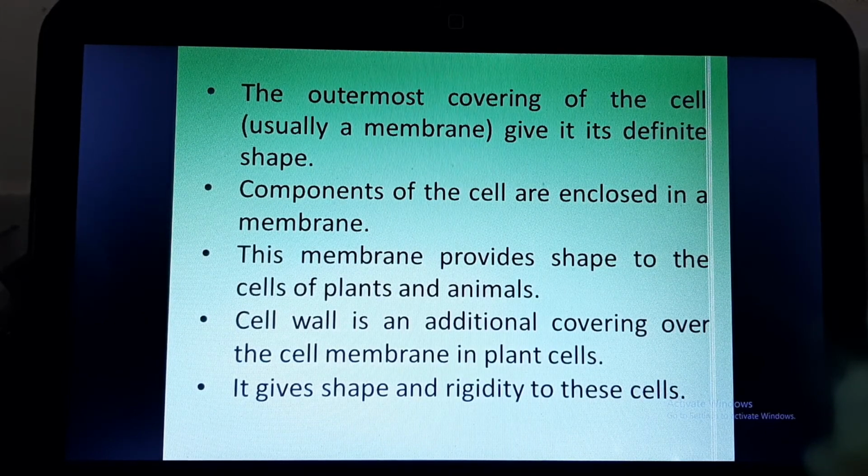So what we have learned in this slide is that a cell is of a definite shape because of its outermost covering, which is called the cell membrane. All the parts of the cell are enclosed in that cell membrane, and this membrane is providing shape and protection to the cell. In a plant cell there is one more covering in addition to the cell membrane. It is called the cell wall.